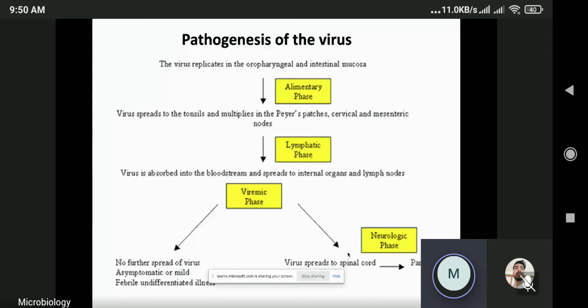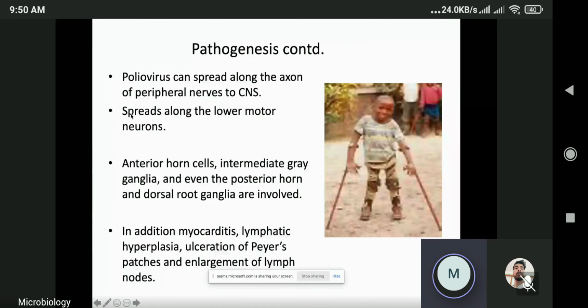Okay, see here that the poliovirus can spread along the peripheral nerves to the CNS, and along the lower motor neurons. Means these areas get involved, and then the patient will have such kinds of complications.